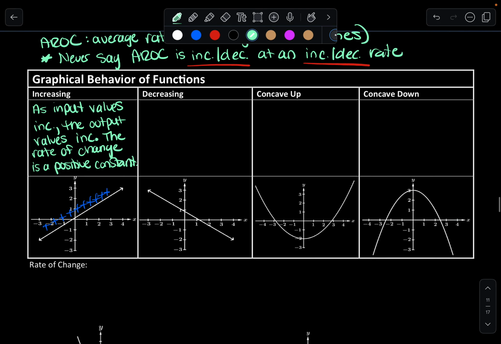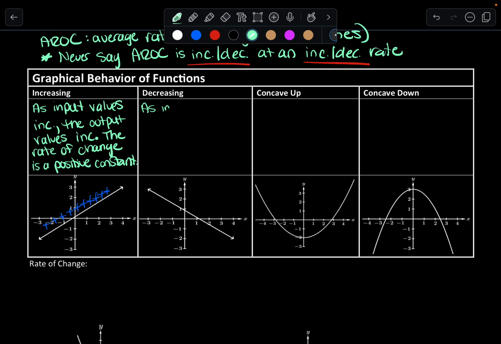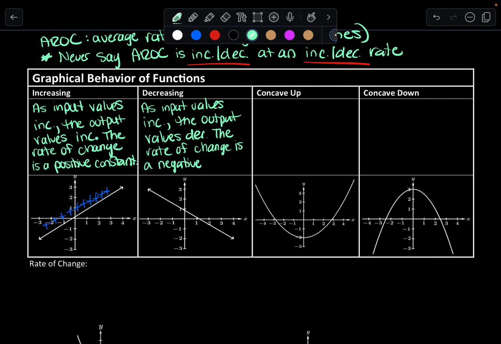For decreasing, as input values increase, the output values decrease. For this one, the rate of change is a negative constant. And this is just based off of the image that's used. This won't be true all the time. So this is a negative constant because it's a linear function. It has a slope that is the same for every point on the graph.